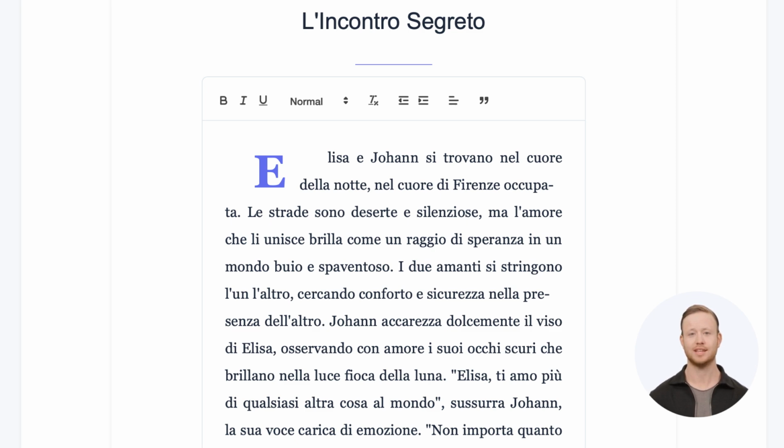Techniques for writing an engaging chapter conclusion. 1. The cliffhanger, leaving the reader in suspense. This technique involves ending the chapter with an unanswered question, an imminent danger, or a shocking revelation. Example: the door slowly opened. Someone had come in, but they couldn't see it. Pros: keeps the reader glued to the book. Cons: if used too often, it can feel artificial.